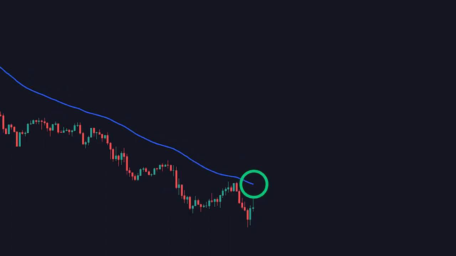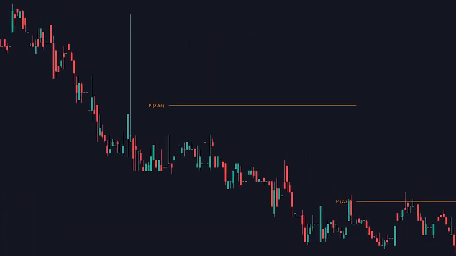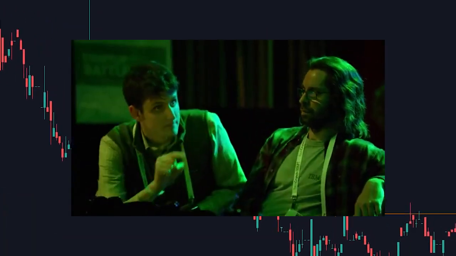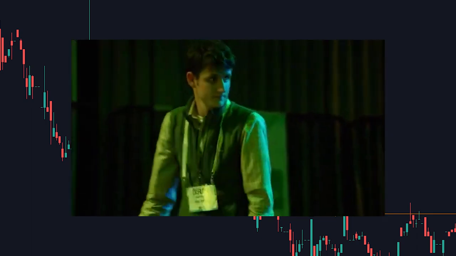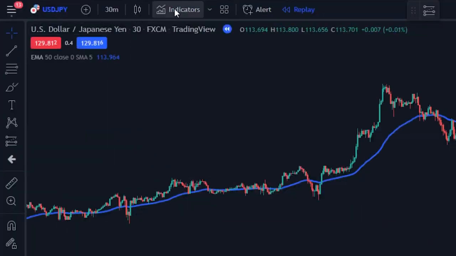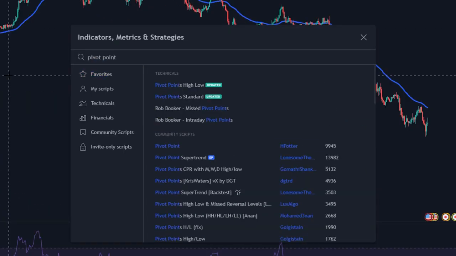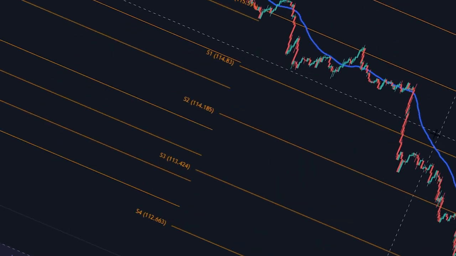So we have one confirmation signal right here, but we should add some more just to really confirm the trend reversal. What I like to do for that is what's called pivot points. Let's pivot. Let's pivot. Go to the indicator section, type in pivot point, make sure you click the standard one right here. Once you add it on your chart, you'll get this.